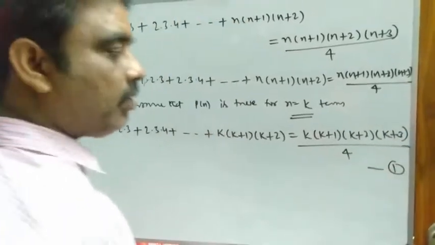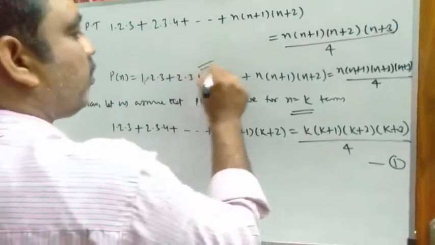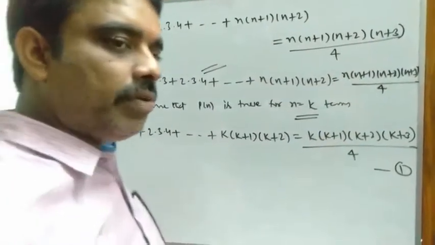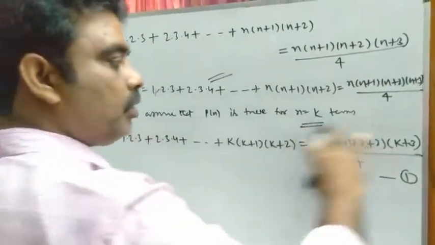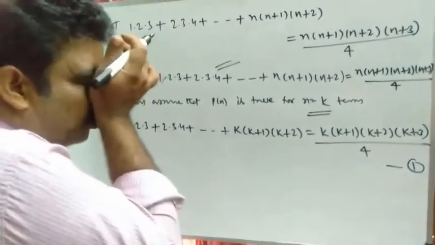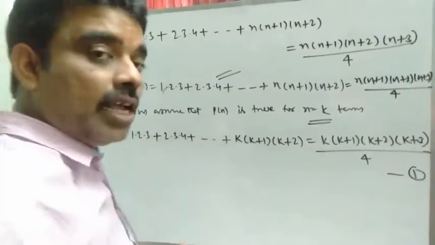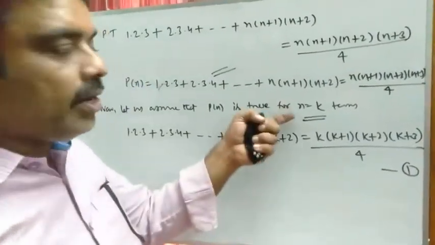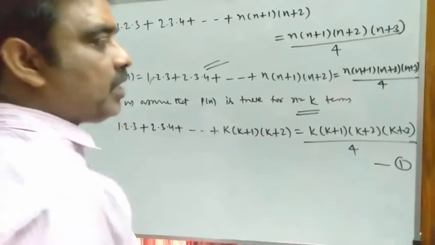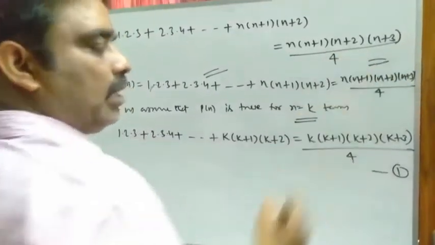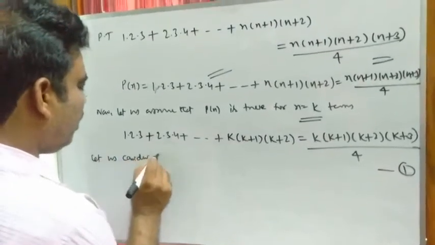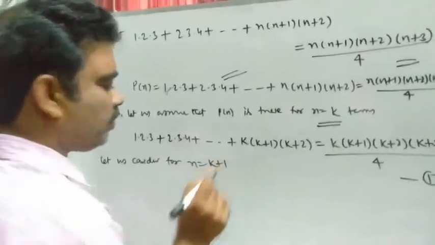If it is true for n is equal to k terms, it has to satisfy for k terms, so replace just n by k. Call this equation number 1. In future we use this result, that's why I am calling this equation number 1. Now we have to see for n is equal to k plus 1 terms. If it is true for k, we have to check whether it also satisfies this answer for k plus 1 or not. So let us consider n is equal to k plus 1 terms.